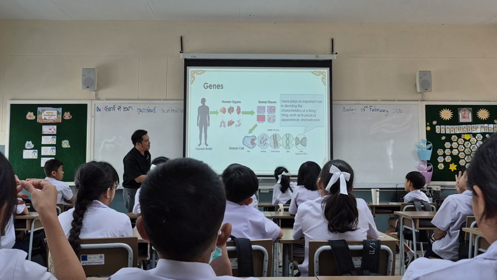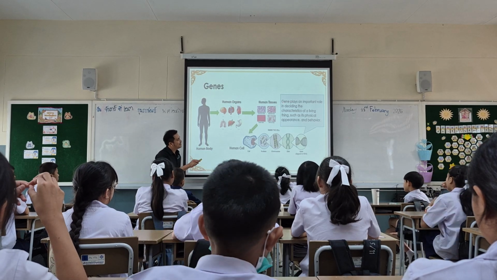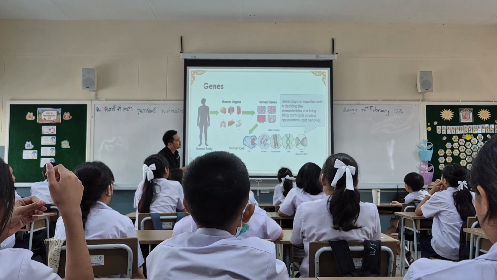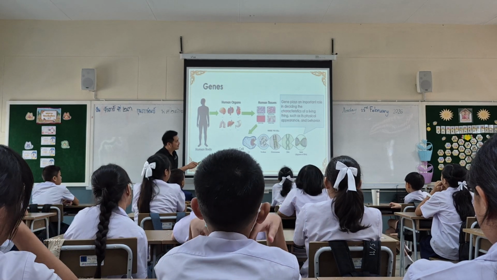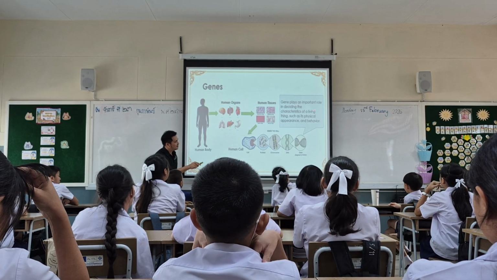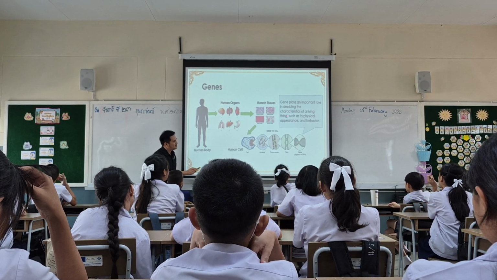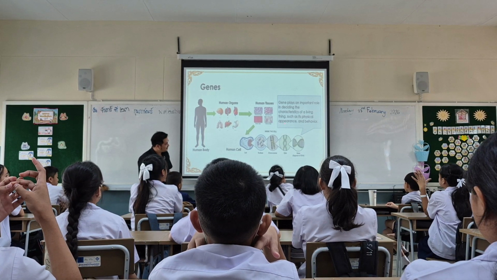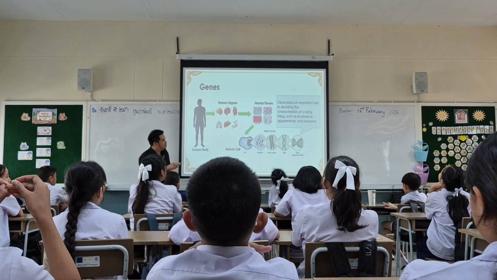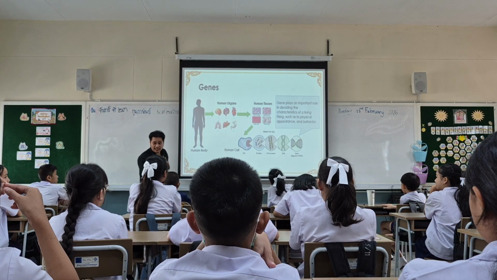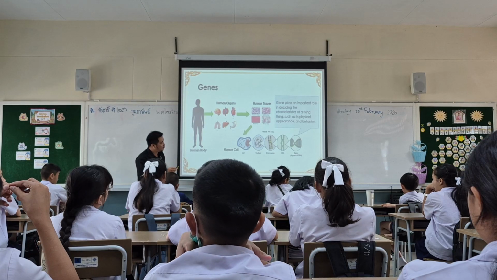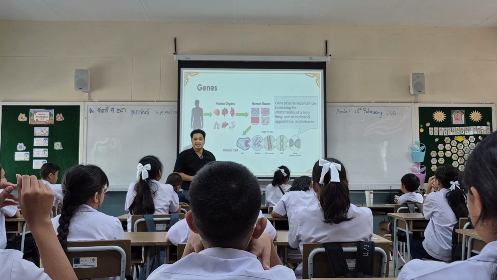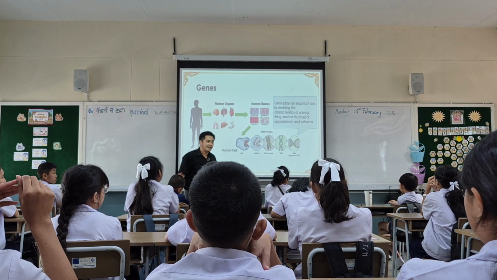Let's read. Genes play an important role in deciding the characteristics of living things, such as their physical appearance and behavior. So genes play an important role in deciding the characteristics of a living thing. It decides what we look like.